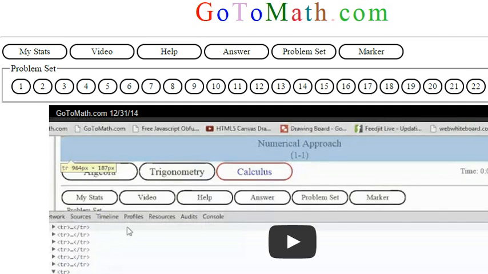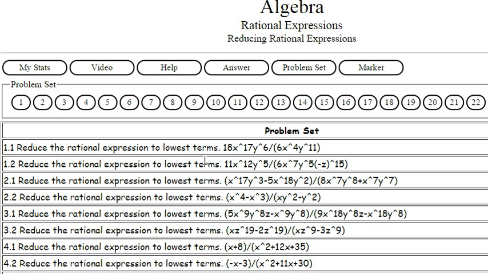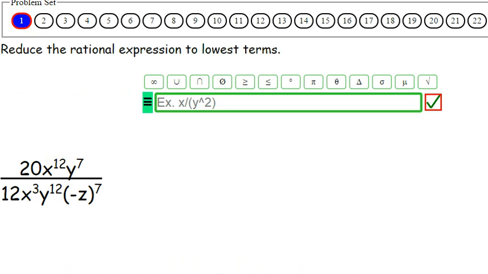Okay, we're over here at math.com. Click on algebra, go down to reducing rational expressions, and let's do 1.2. Okay, so we've got 20x to the 12th, y to the 7th, over 12x to the 3rd, y to the 12th, and then we've got this negative z to the 7th.